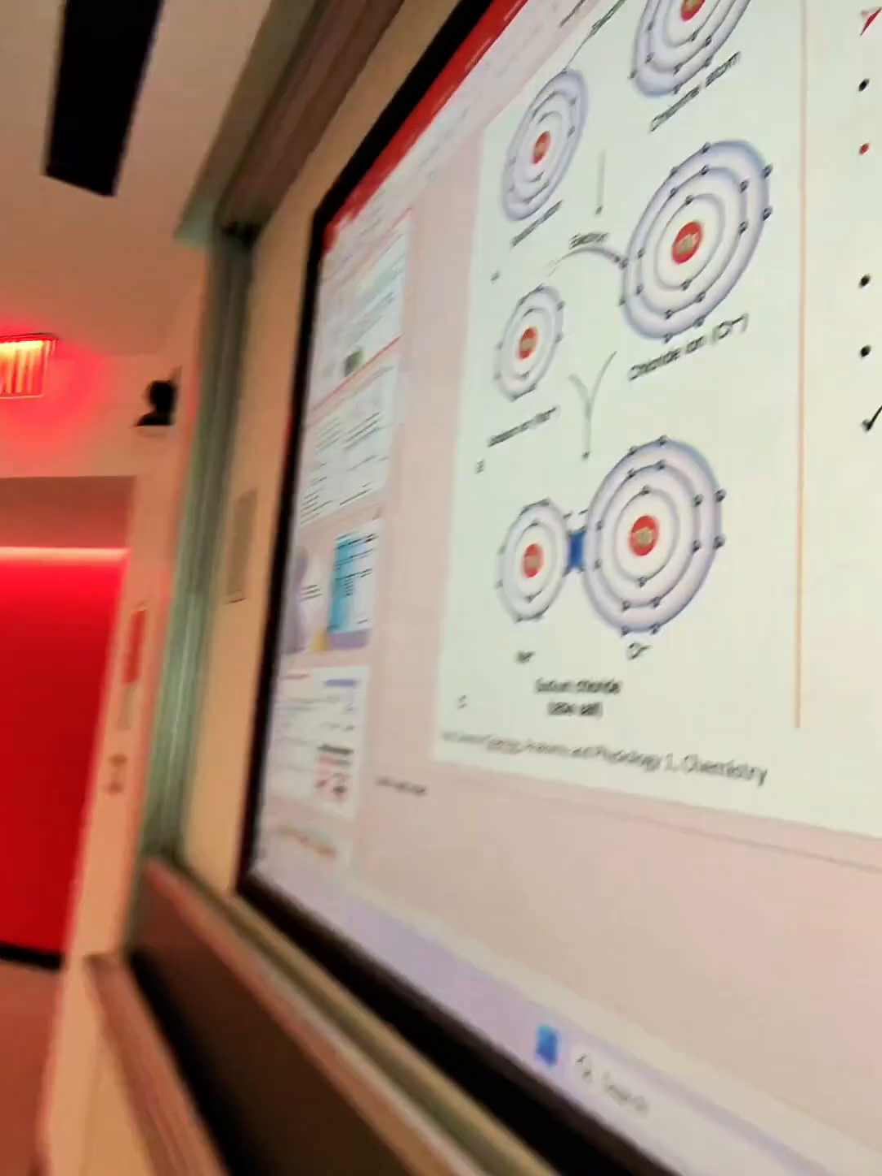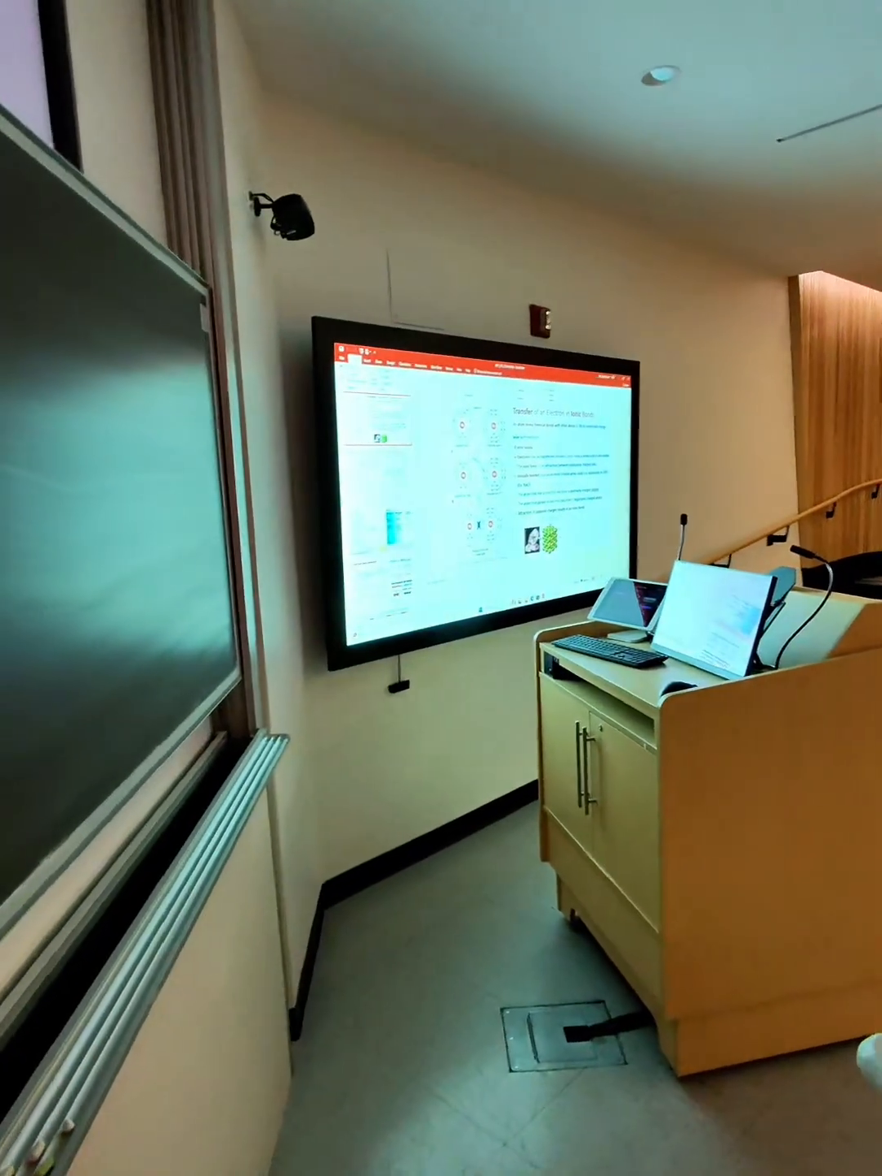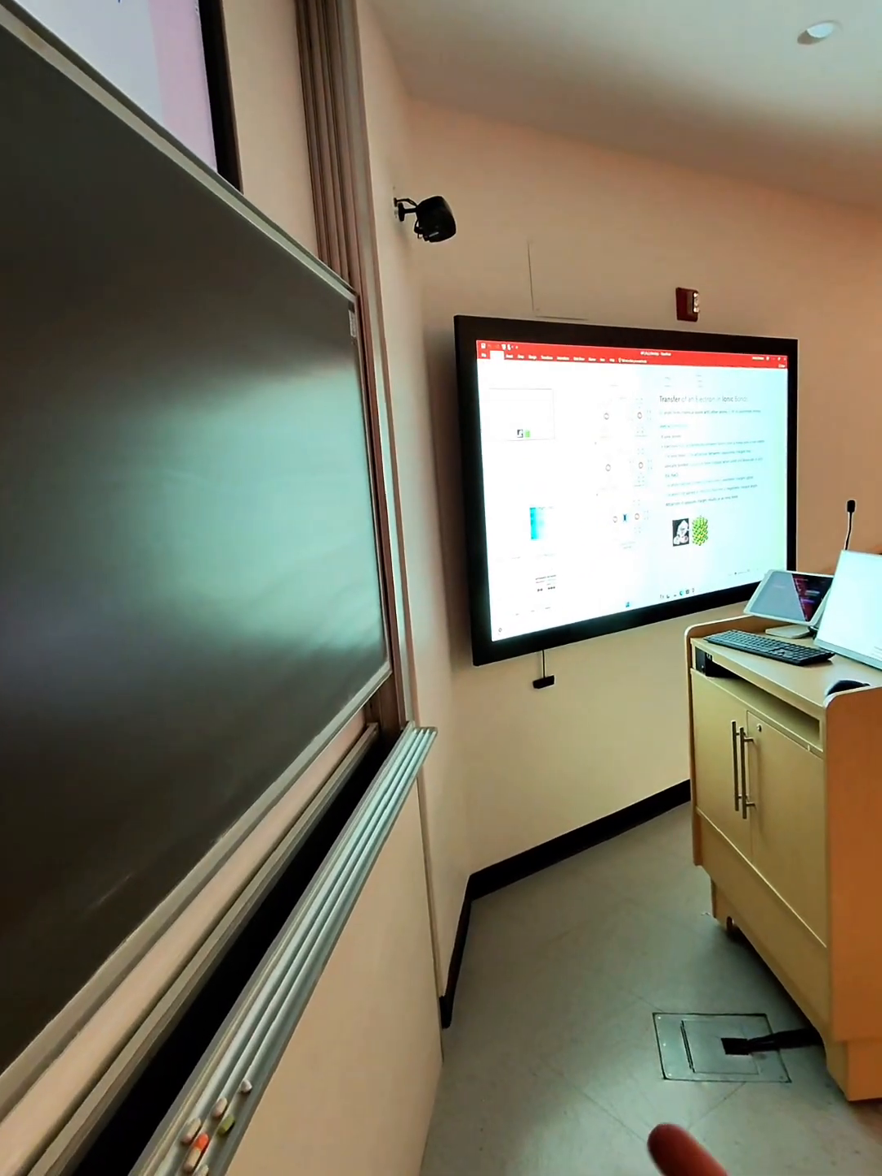I want to explain something that is slightly complicated. Not very complicated, but to some extent. So the redox reaction: gaining and losing an electron.